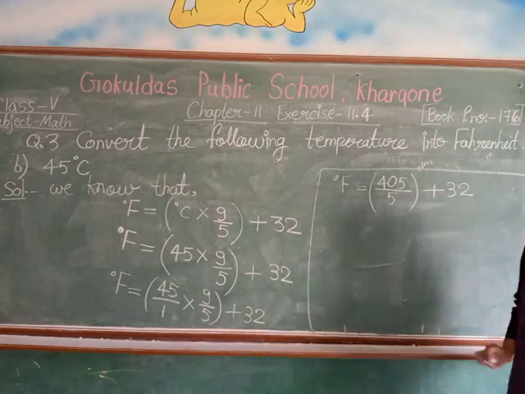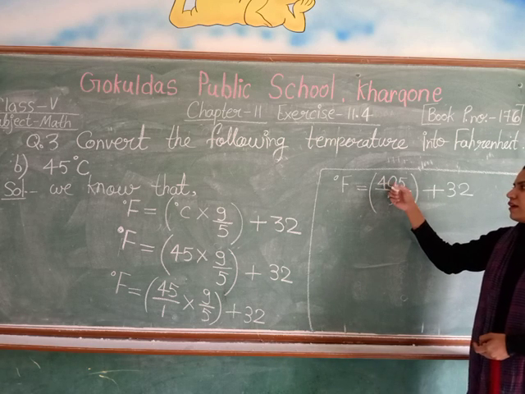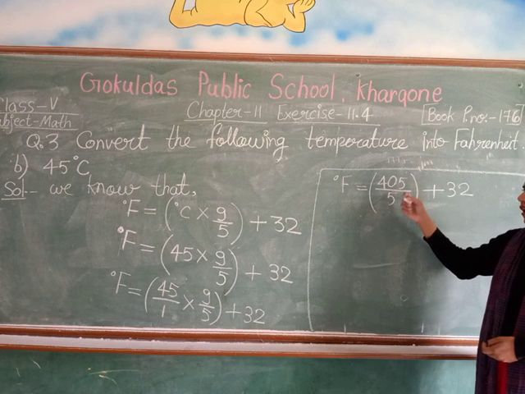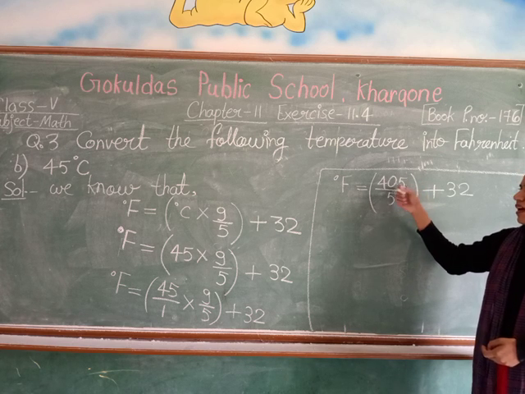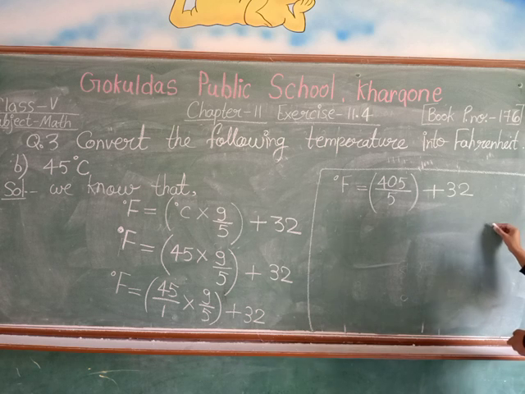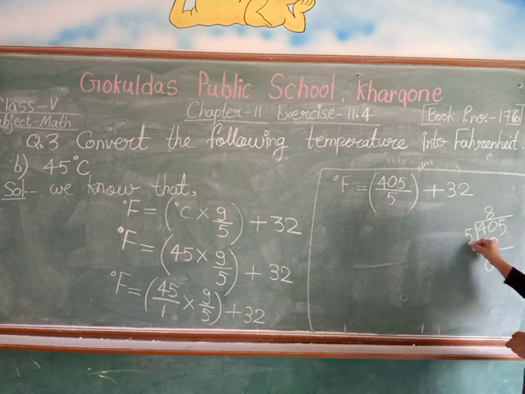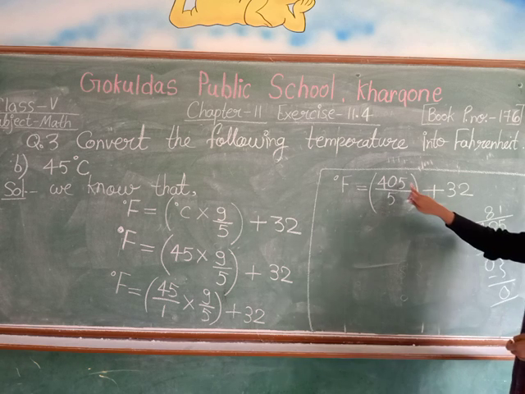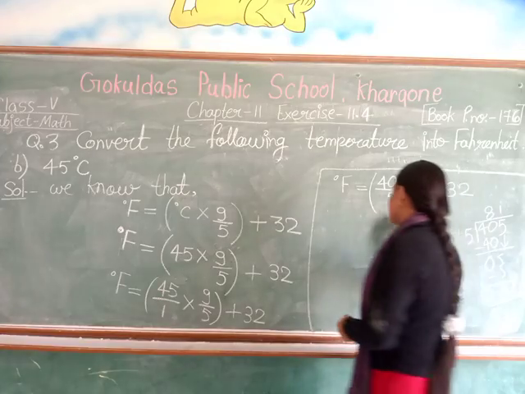Now what is this bracket saying? This bracket is saying 405 divided by 5, or 405 upon 5. It means we need to divide 405 by 5. So in rough work I am dividing 405 by 5. 5 8s are 40. 40 minus 40 is 0. 0 is not divisible by 5, so we will bring down 5 here. Now 5 ones are 5. 5 minus 5 is 0. So our quotient is 81. When I divide 405 by 5, my result is 81.